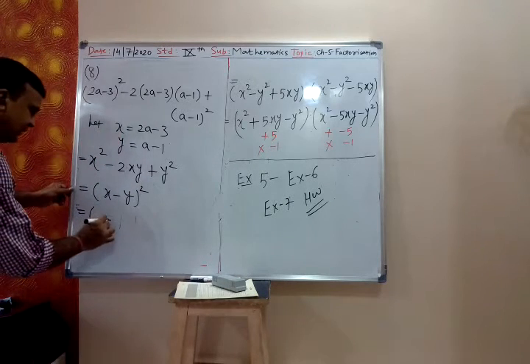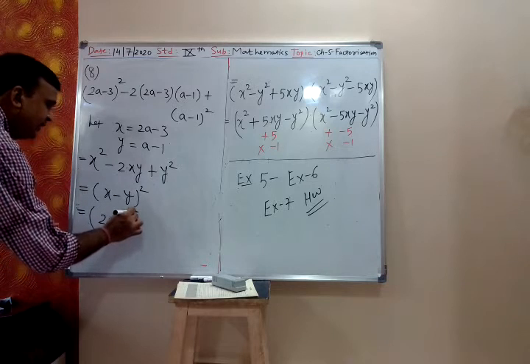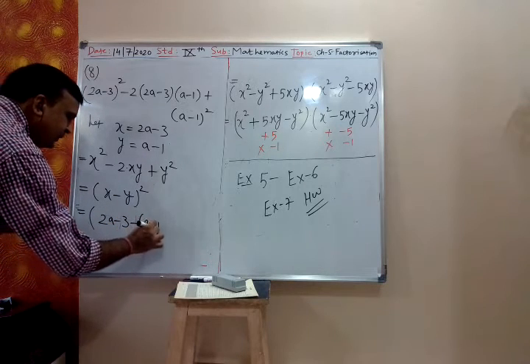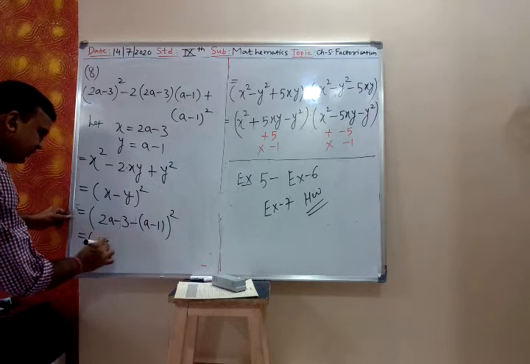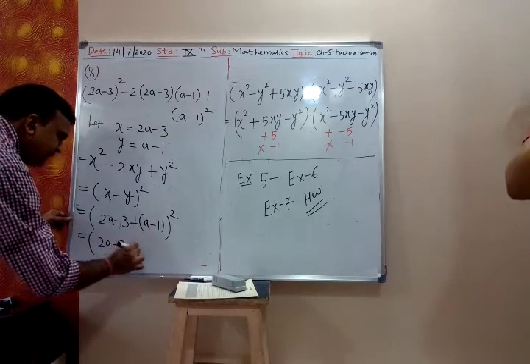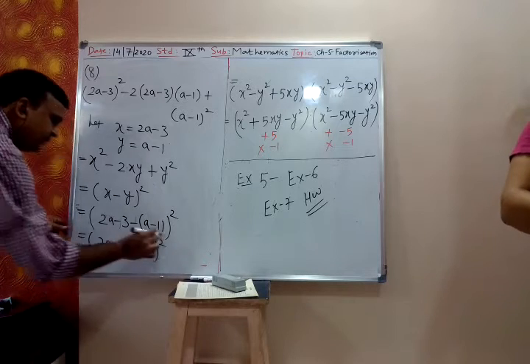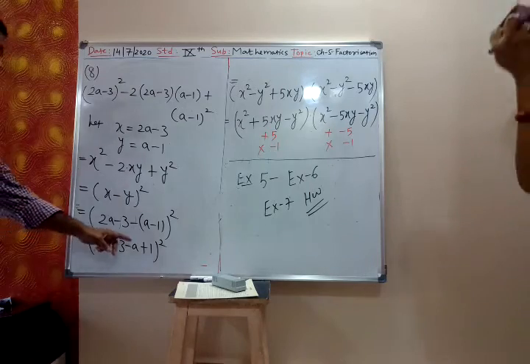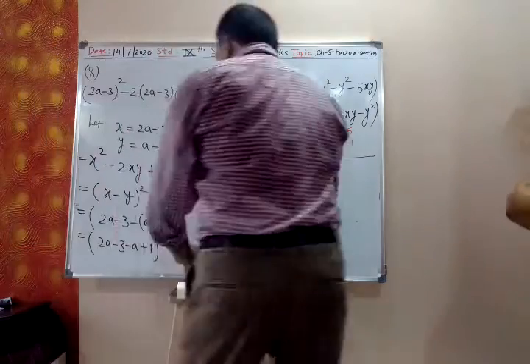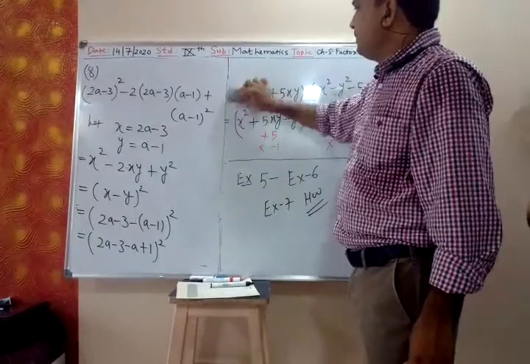X is 2a minus 3, minus y, a minus 1, whole square. So now we simplify. This is 2a minus 3 minus a plus 1, whole square. So 2a minus a is a, then minus 3 plus 1 is minus 2. So this is a minus 2 whole square.